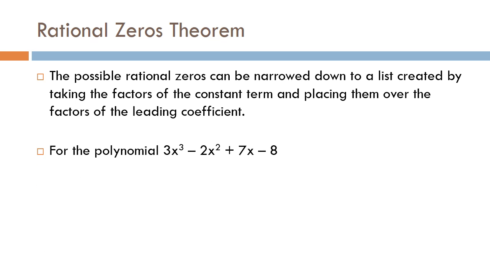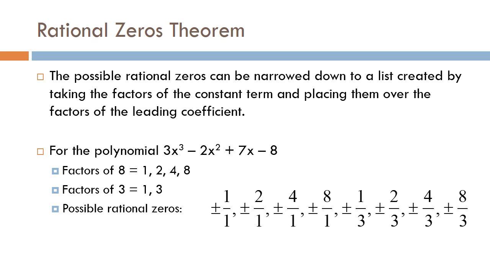Okay, so for this polynomial, you're going to take the factors of 8, which is the last term, don't worry about the minus, and you're going to take the factors of 3. So for 8, we have 1, 2, 4, and 8. For 3, we have 1 and 3. We're going to place each factor of 8 over each factor of 3. So we're going to have 1 over 1, 2 over 1, 4 over 1, 8 over 1. And now do the same with 3 as the denominator. 1 over 3, 2 over 3, 4 over 3, and 8 over 3. Notice we put a plus or minus in front of each one because it could be the positive or the negative.